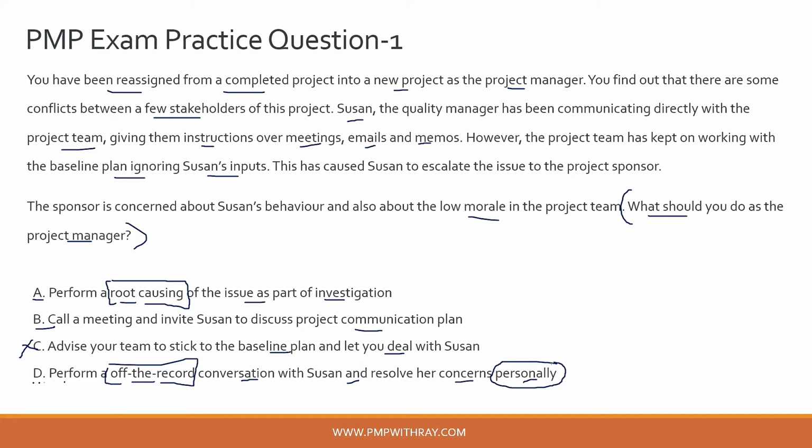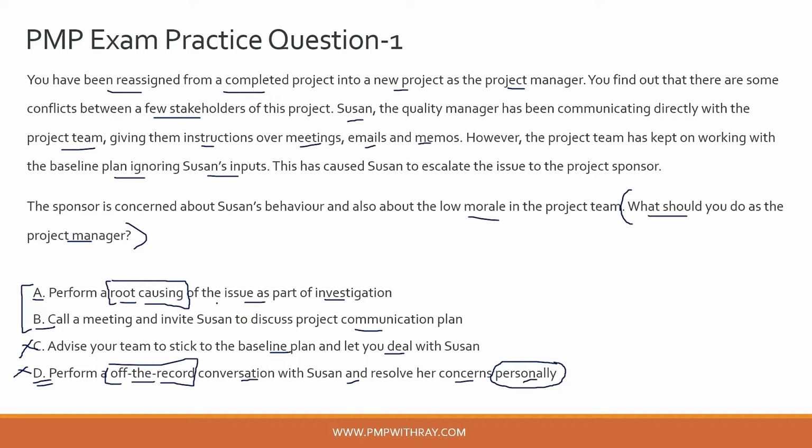So this way of dealing with problems, which option D is mentioning, might be okay in a personal or informal environment with your friends or relatives, but in a corporate project environment, this is not the preferable approach. Okay, so we'll eliminate option D as well. Now, after the first round of iteration, we are left with option A and option B.